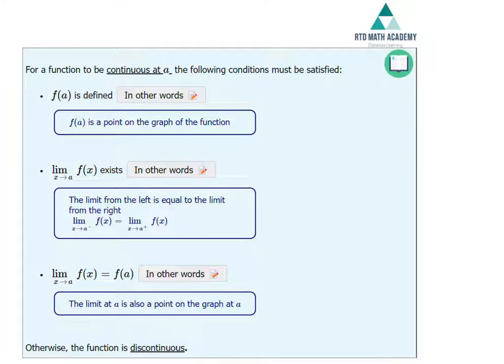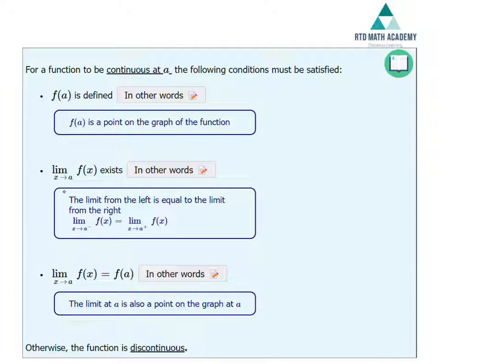Okay, so in order for it to be considered continuous, we'd say f of a is defined. So what does that mean? Well, it means that f of a is some point actually on the graph, right? So if you have some function where f of a doesn't exist, then it's not continuous.